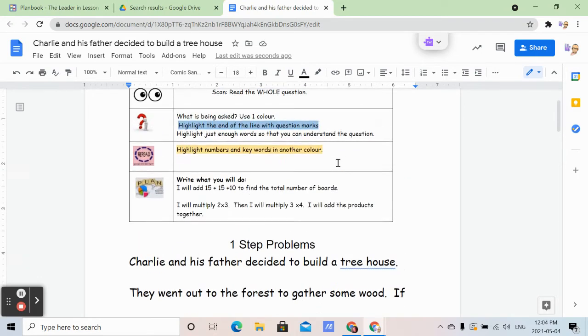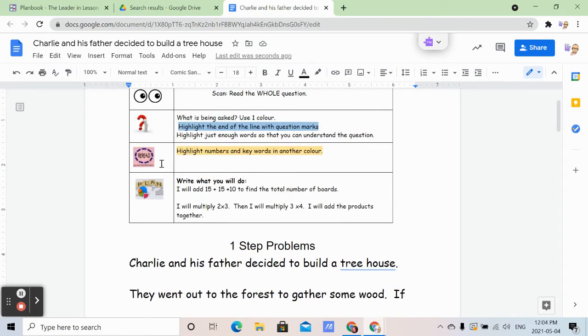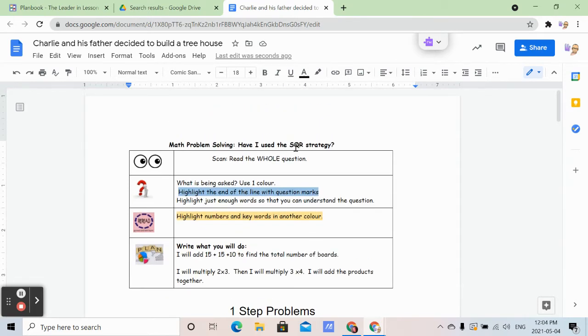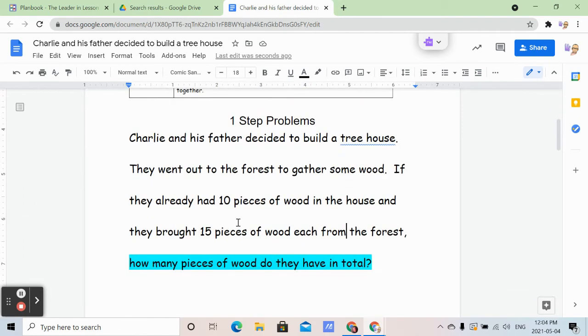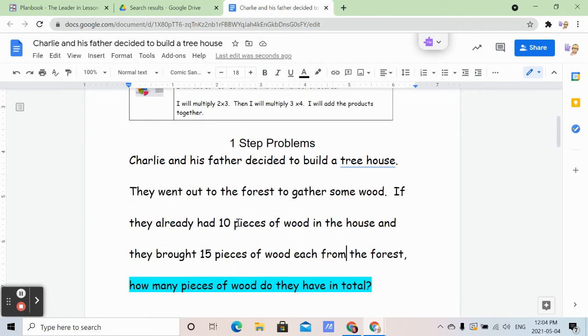Now your next part is reread it. So that's the R. Scan, question, reread. Highlight numbers and keywords in another color. So just look for numbers. Oh, there's a number. Now you've got to be careful because sometimes it might be written as a word, but if the number's there, it's easy to see, right? So I'm going to highlight 10. Well, that doesn't tell me anything, right? 10 what? 10 pieces of wood.